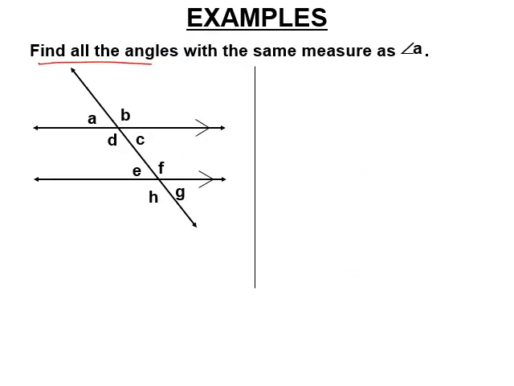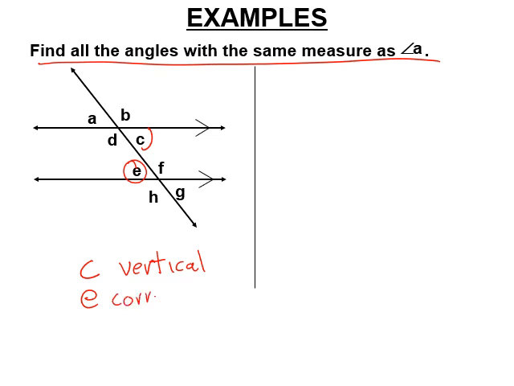Fill in all the angles with the same measure as A. All right, so find all the angles with the same measure as A. So, well, we know C because it's vertical. I want you to write the reason as well. So C because it's vertical, because you're going to have to do this on the test. So C because it's vertical. E because it's corresponding.